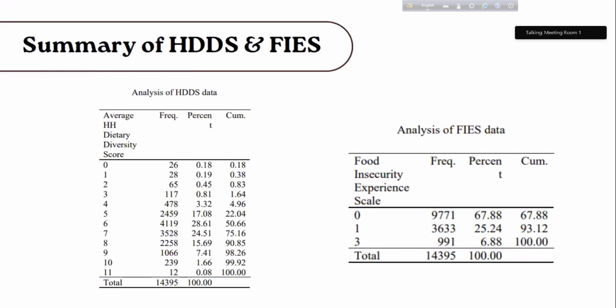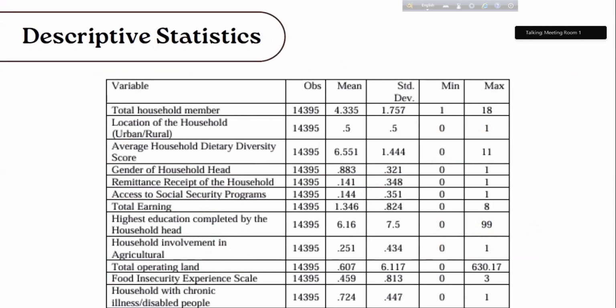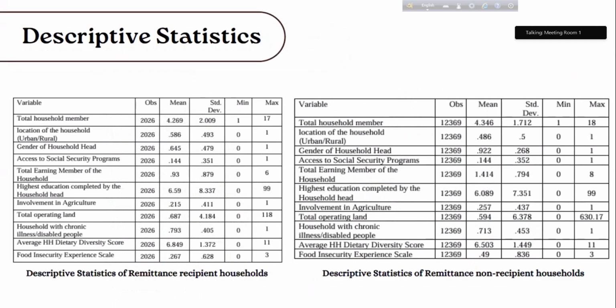So this is the summary of HDDS and FIES, and one of the important and also interesting findings is that there are mildly food insecure households and at the same time severely food insecure households, but there are no moderately food insecure households in this data set. At the same time, we have found no households that have all the 12 food groups available in their diet. And this is the descriptive statistics. We have also done descriptive statistics based on remittance receiving households and non-receiving households to check the difference. I won't be getting into the detail here.